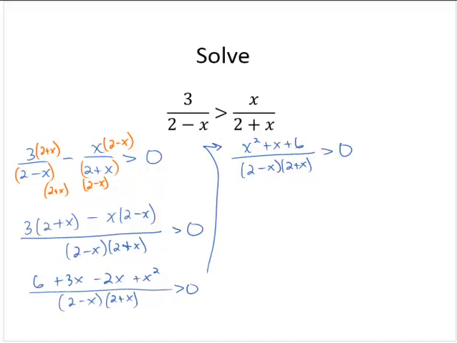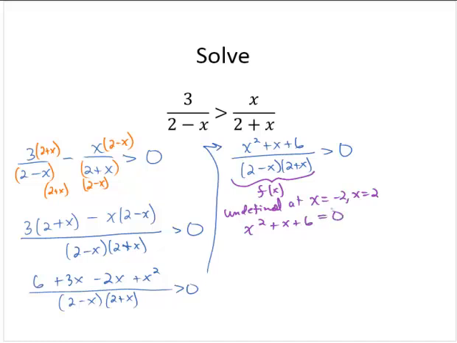So now, if we think of this as our f of x, we know that it is undefined at x equals negative 2 and x equals positive 2, because either of those makes the denominator 0. We might want to know if the function can ever equal 0. And so we check the numerator. Can x squared plus x plus 6 equal 0?